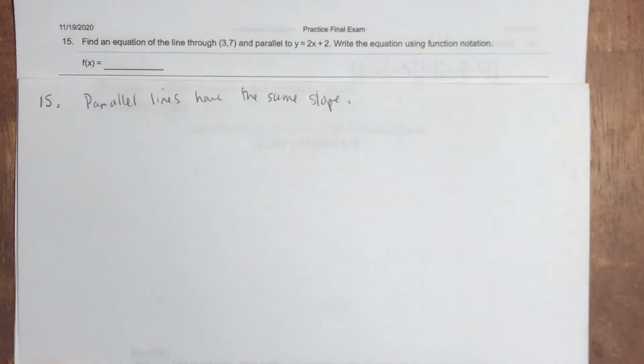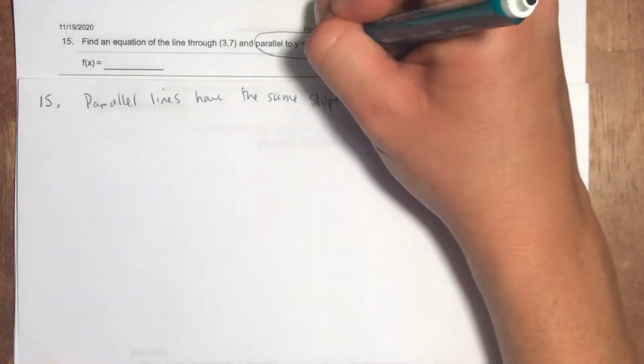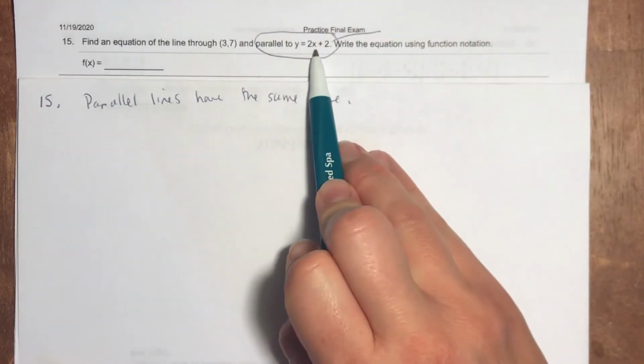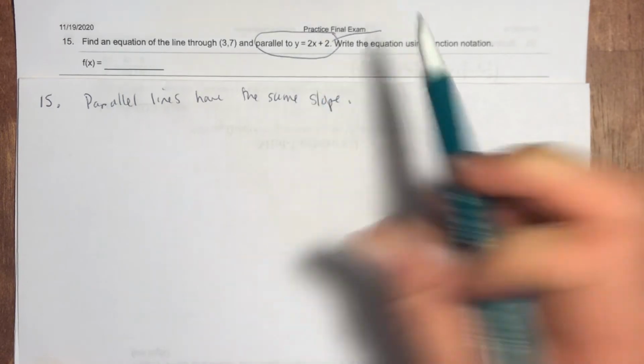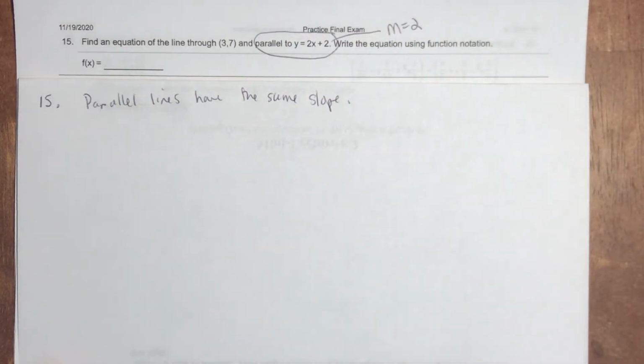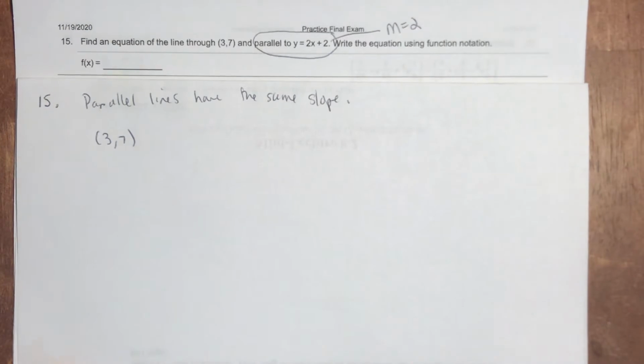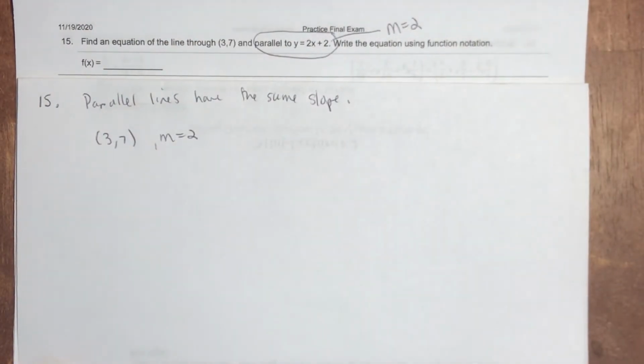Okay, so you need to know that fact because we want to write the equation that's parallel to this line. So what is the slope of this line? Well, in mx plus b, m is our slope, so the slope is equal to 2, which means the slope of the line we're trying to find is also equal to 2. So we have a point, 3, 7. We have our slope, and now we can use point slope form to get the equation of this line.